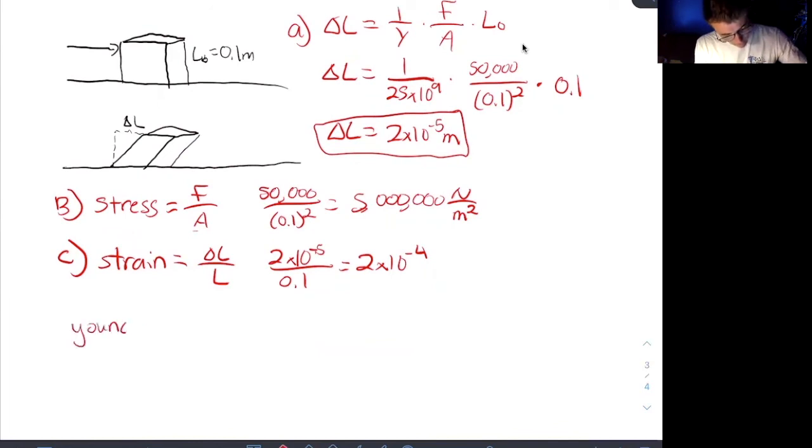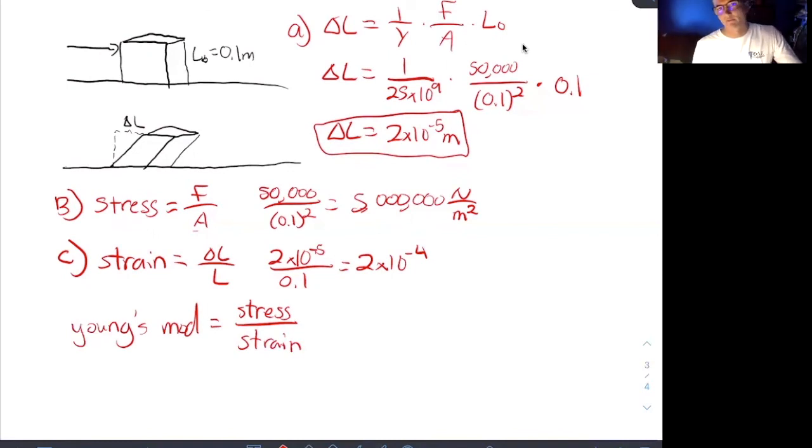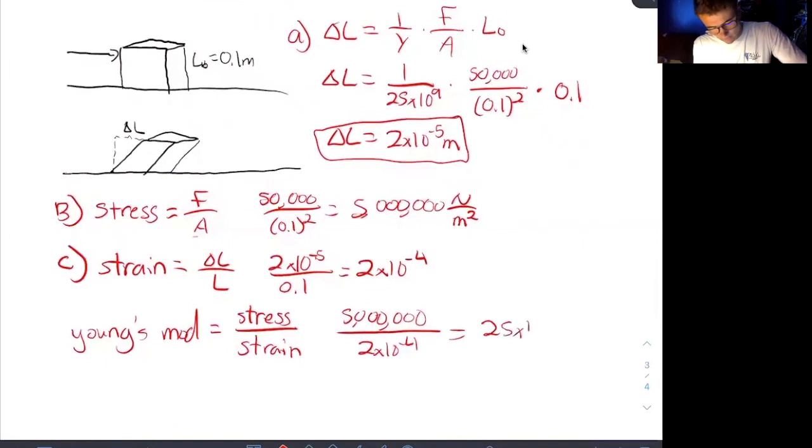So Young's modulus is equal to the stress exerted over the strain. So if we know Young's modulus and we get the stress, we can sort of save time and find the strain, right? And you can do this, right? So the stress is 5 million divided by 2 times 10 to the negative 4, and that should give us what the Young's modulus is, which is 25 times 10 to the power 9, right? So that's how stress and strain are related.